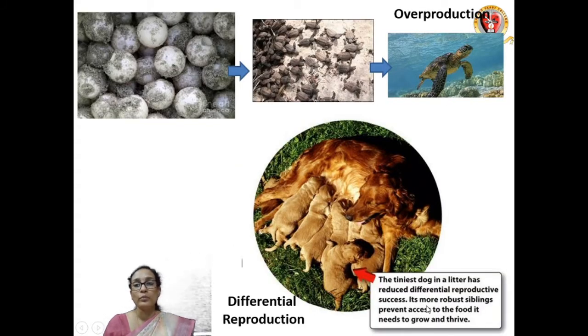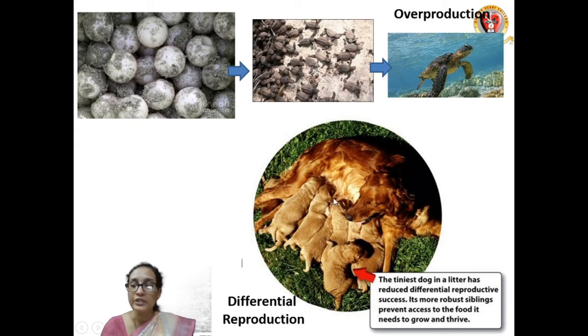Let me show you two pictures of overproduction and differential reproduction. Look at the number of eggs laid by the turtle. These hatch, but when they go into the sea, predators might eat them or they might not survive, and very few turtles are seen in the environment. So this is an example of overproduction. Why does this turtle produce so many eggs? It wants to make sure that at least a few survive.